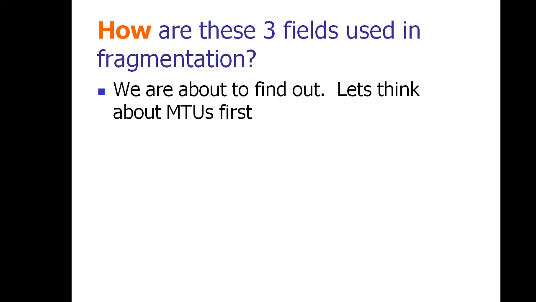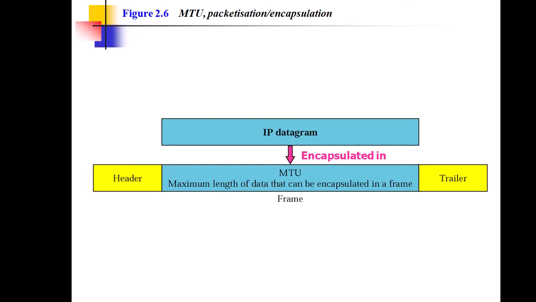Well, let's think about maximum transmission units first of all. The idea is the IP datagram should be encapsulated within, say, an Ethernet packet, and that has a maximum transmission unit associated with it, the maximum length of data that can be encapsulated in a frame. In other words, it's the maximum length of, for example, an IP packet followed by the trailer.